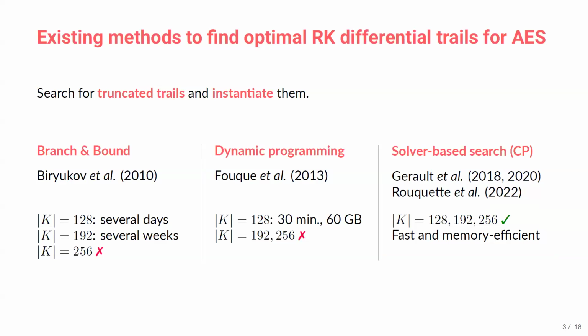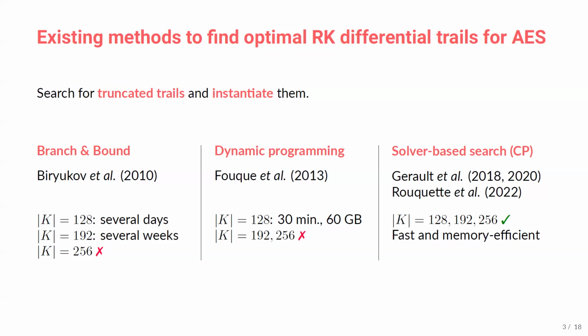So several works tackle this question with different methods. They all start by searching for truncated trails with few active S-boxes, and then they try to instantiate the trail. The first approach was a branch and bound algorithm, but it wasn't very efficient. Then Fouque and his co-authors proposed a dynamic programming algorithm, but it worked only for AES-128. And it is only in 2020 that an algorithm working for all versions of AES was proposed. For that, Gérault and his co-authors model the trail with a constraint programming model and use a solver to find a solution that maximizes the probability of the trail.